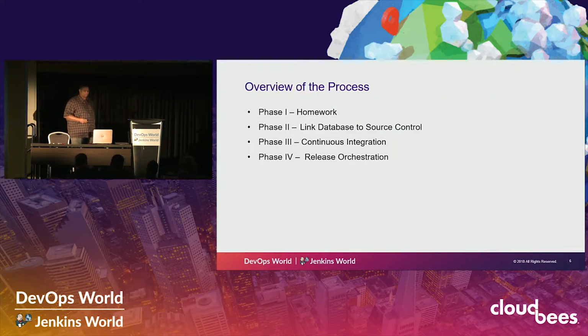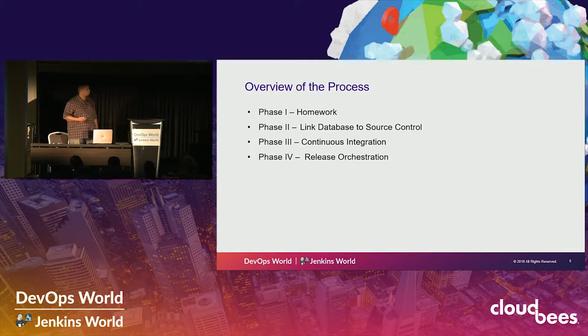So what I want to talk about is the process that we use for onboarding teams who are interested in using this process. It's sort of like a 4-phase process. I call phase 1 the homework phase. That's where we give the application team some tasks. They complete those tasks, and then they come back to us.